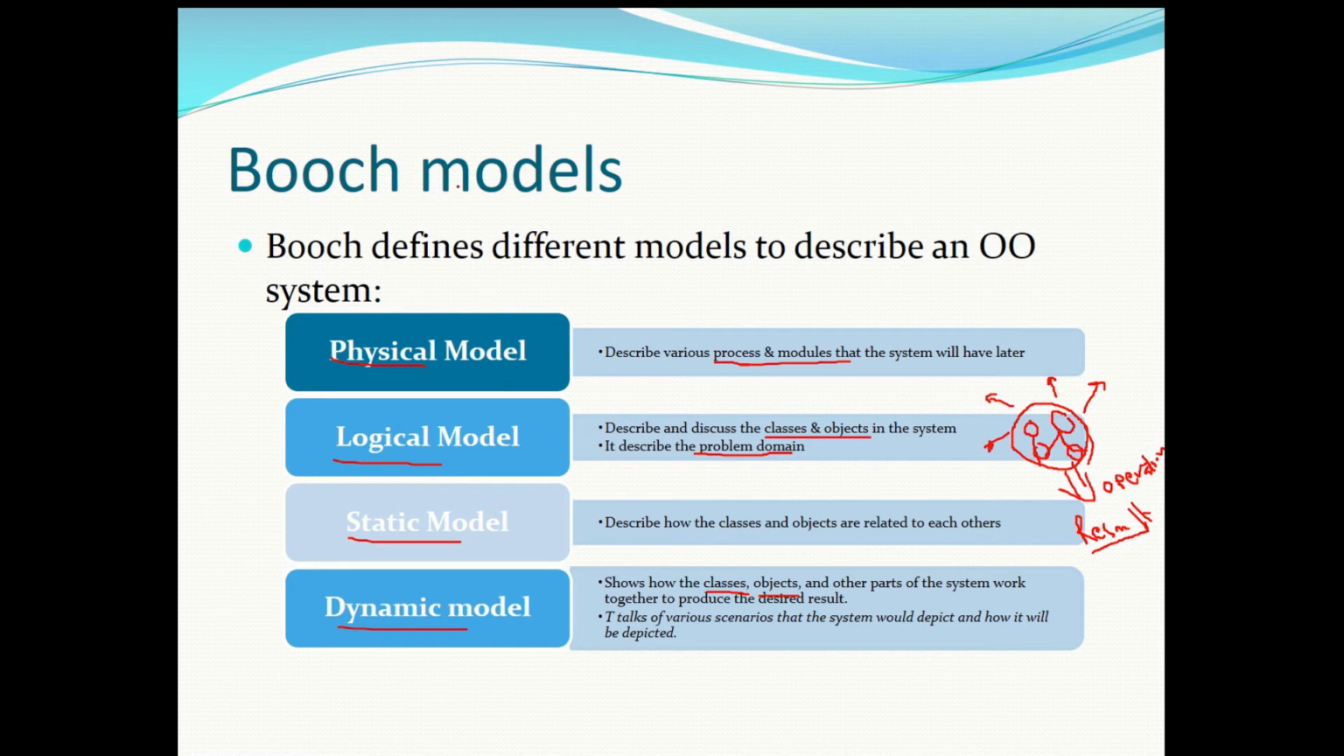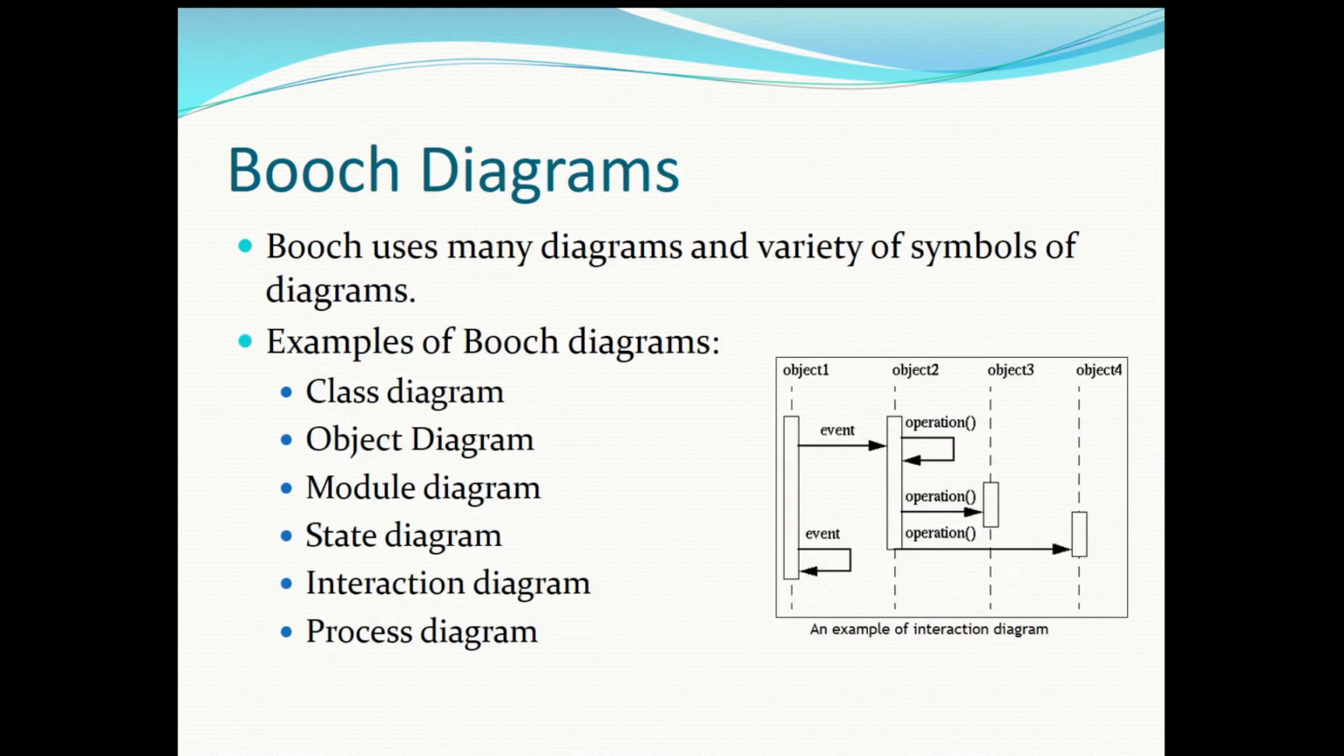Now, these are the main four models included in the Booch models. Booch diagrams include many diagrams such as class diagram, object diagram, module diagram, state diagram, interaction diagram, process diagram, and other diagrams as well. This is an example of the interaction diagram. For example, you have the objects inside the system here on the top, and what is the role of each object in the system, and at what time this object will be active and have some roles inside the system.